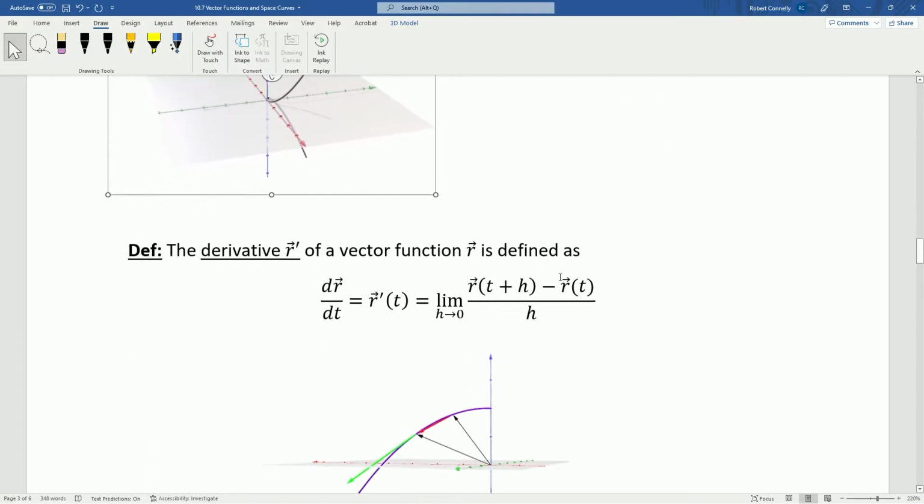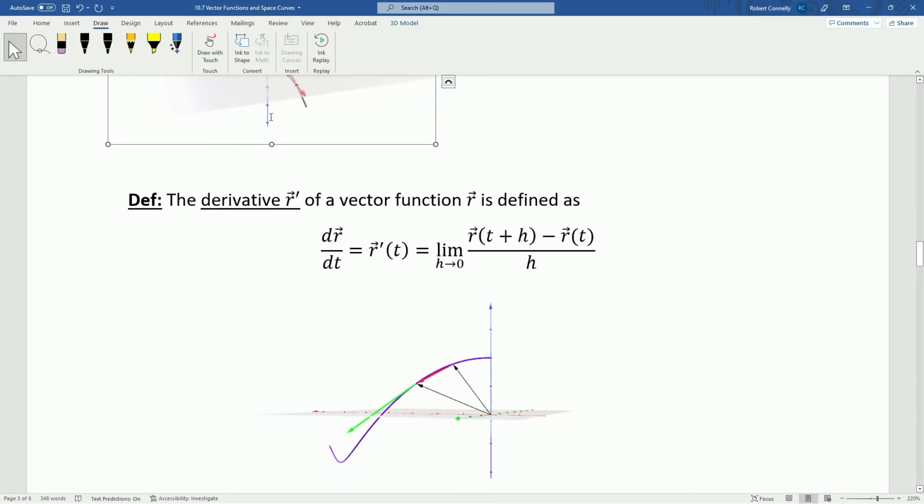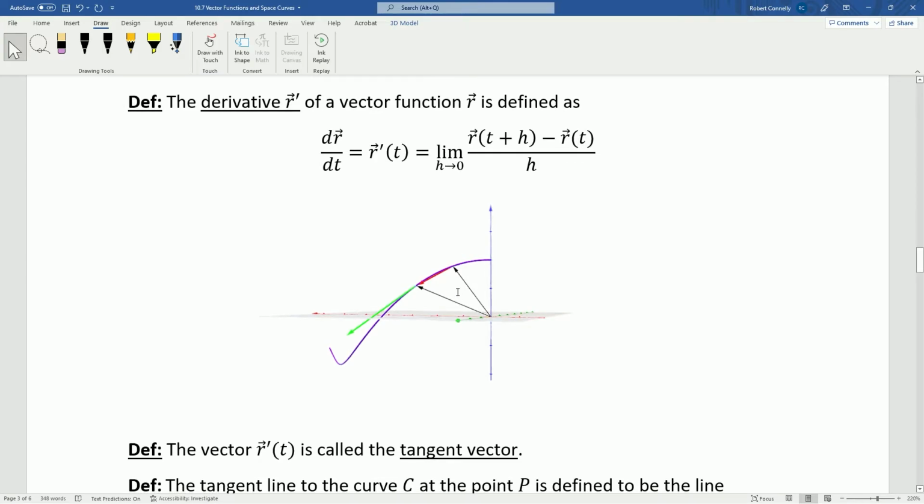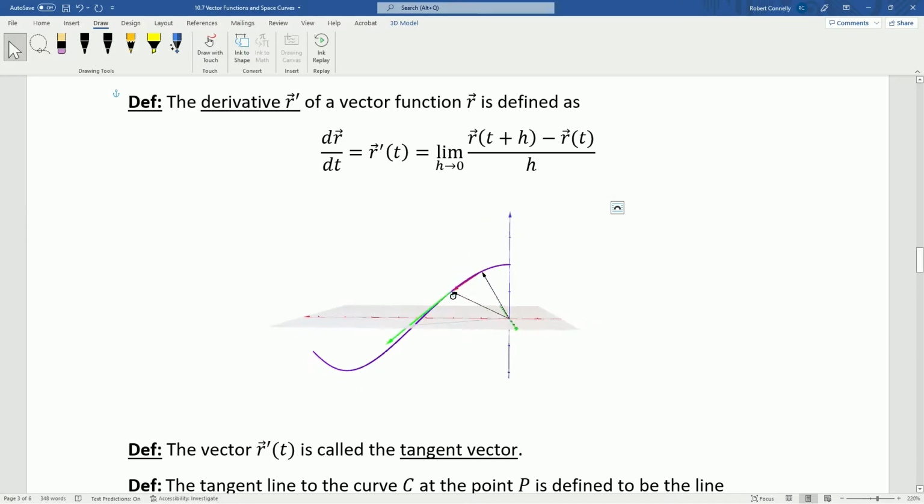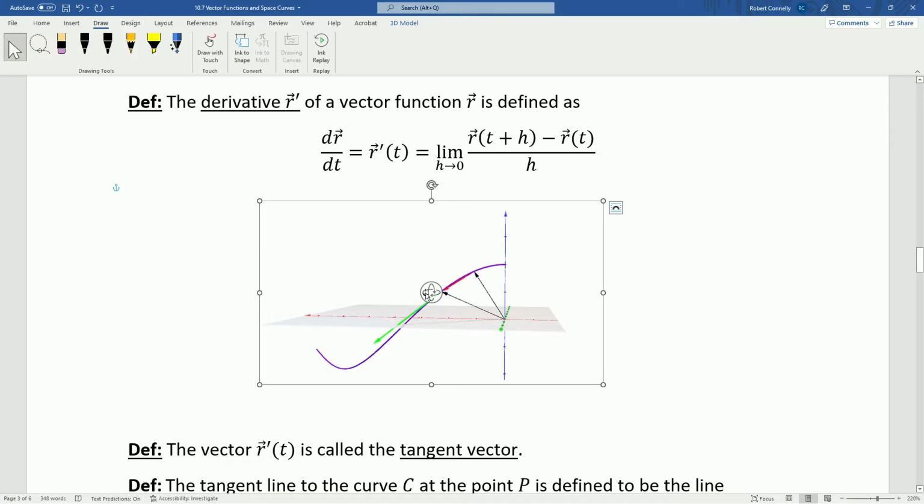Okay, so let's move on to a definition. So this is the definition of r prime of a vector function r. The derivative r prime of a vector function r is defined as dr dt equals the limit as h goes to 0 of r of t plus h minus r of t divided by h. So this is extremely similar to the standard derivative definition that you're used to from Calculus 1. Let's just take a look here and see what this means in the context of vectors. So here we've got a curve that's r, and we've got it in purple here.